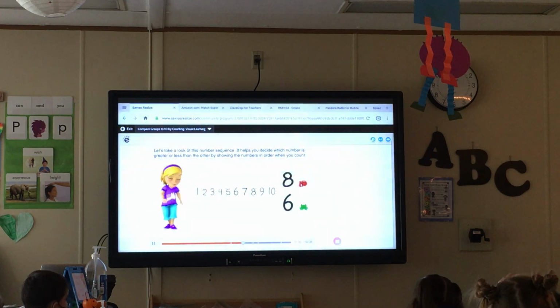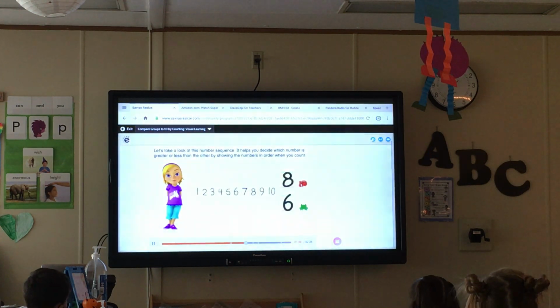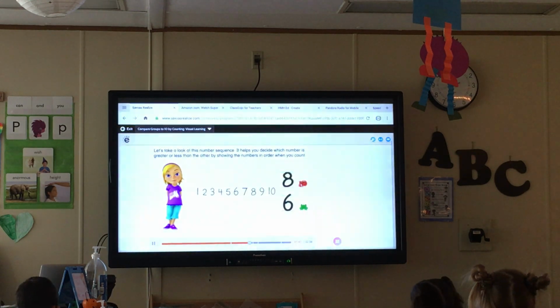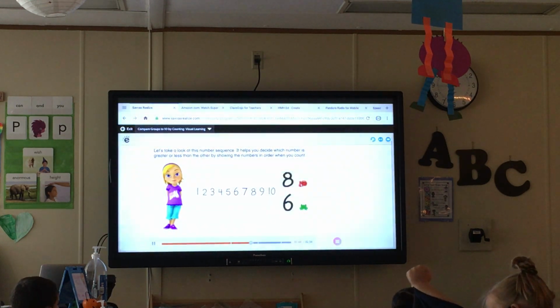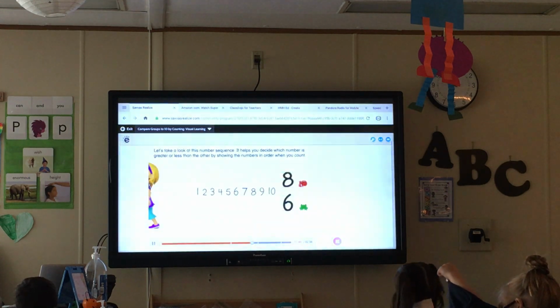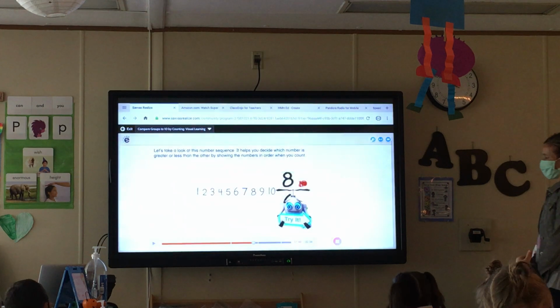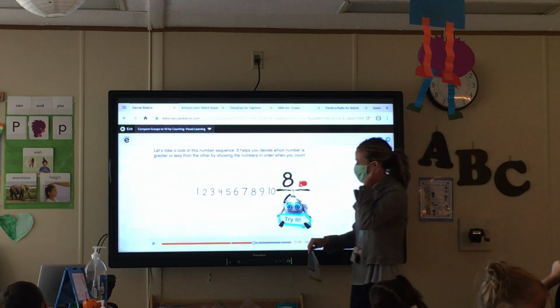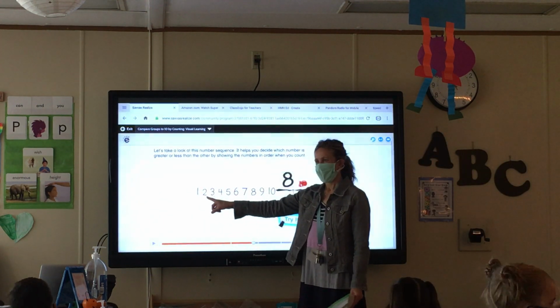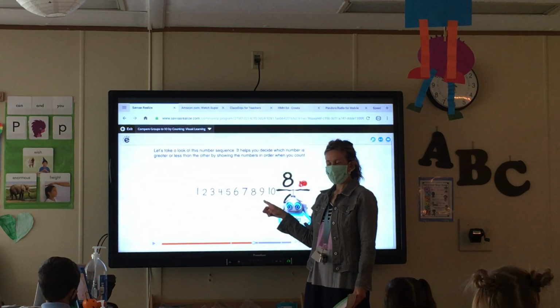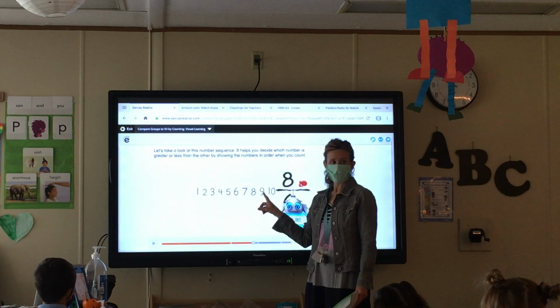Let's take a look at this number sequence. It helps you decide which number is greater or less than the other by showing the numbers in order when you count. See that number line there? 1 to 10. Okay, so this lets you know when you start to count, if a number comes after another number, it means it's going to be greater.